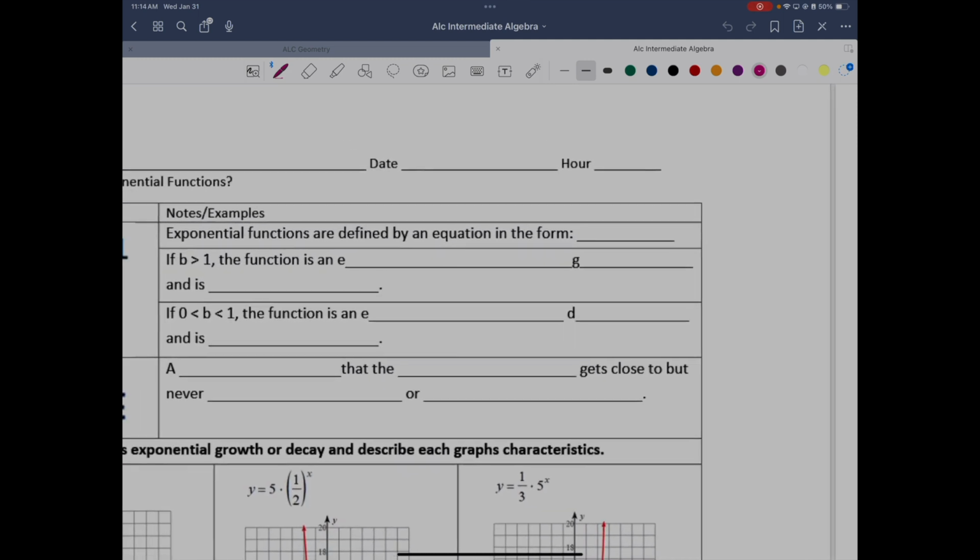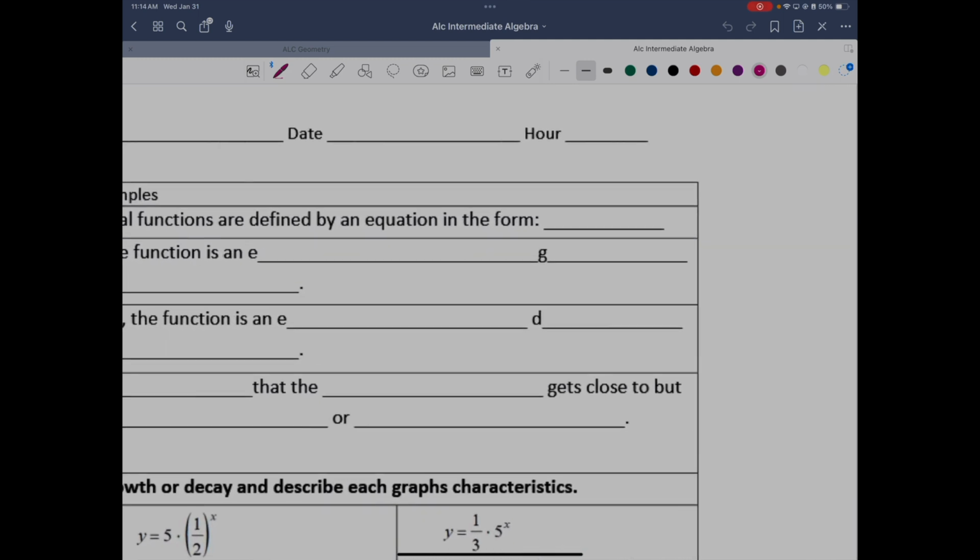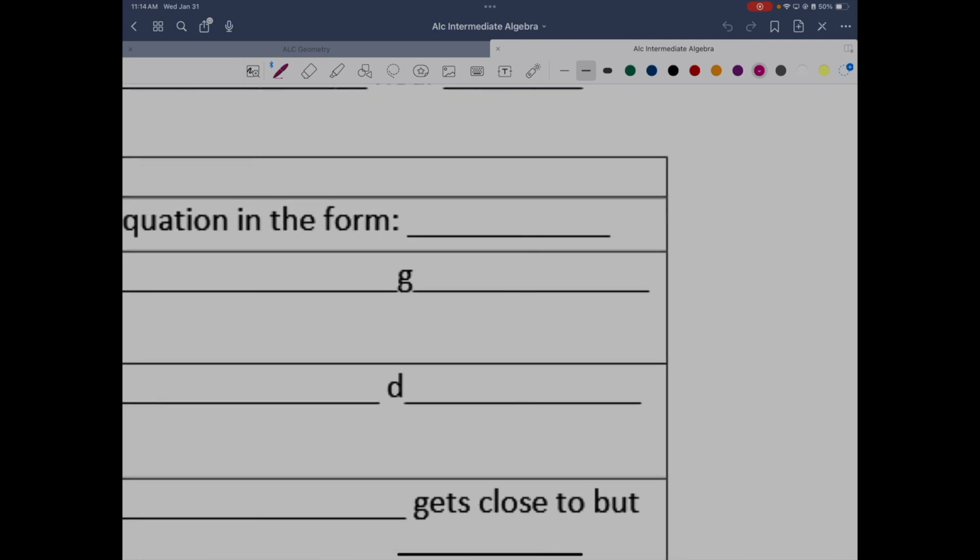So exponential functions are defined by an equation in the form f of x is equal to a times b to the x power. This part of it, this b right here, is called the base. It's the same thing we talked about in the last chapter.